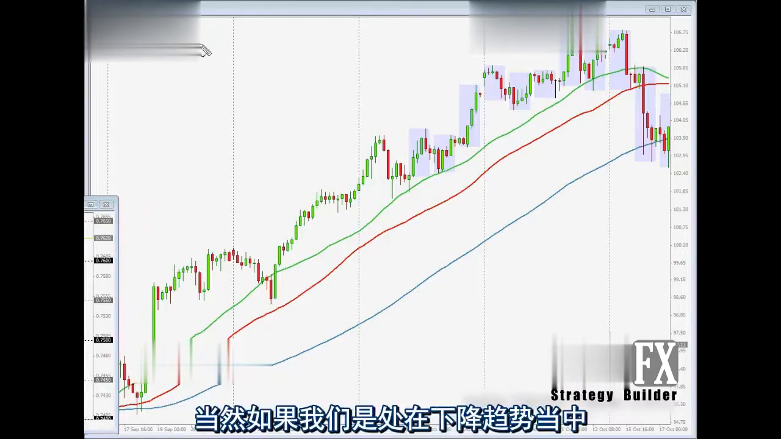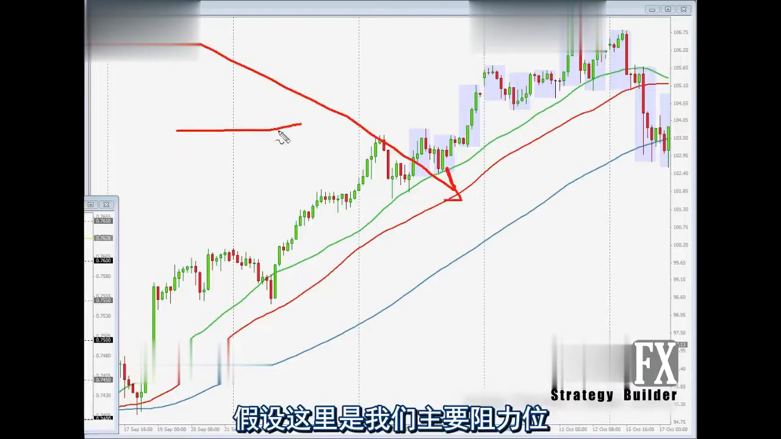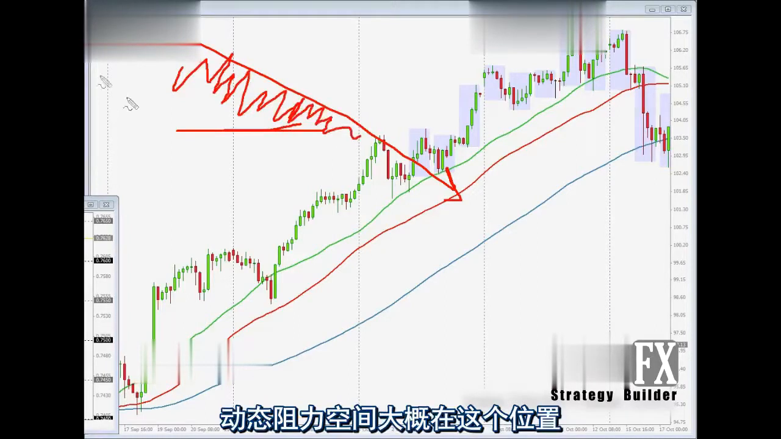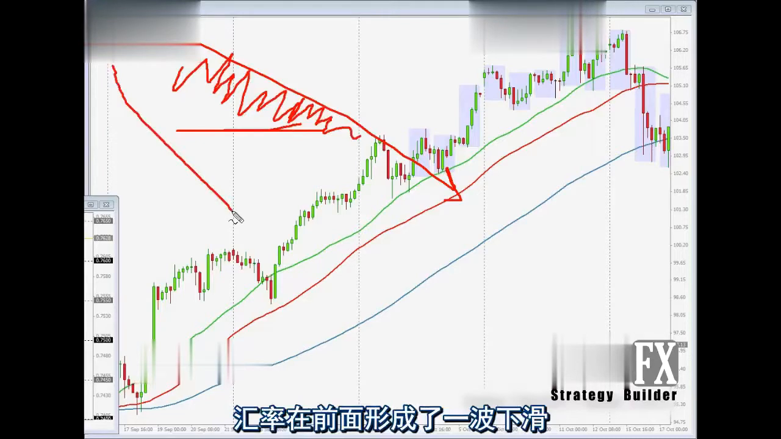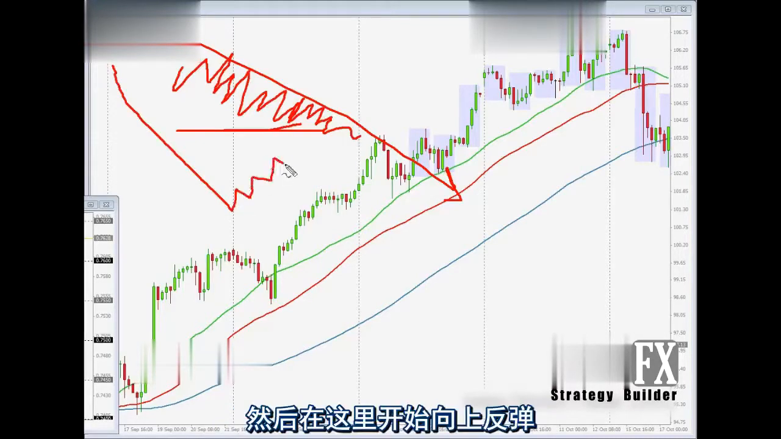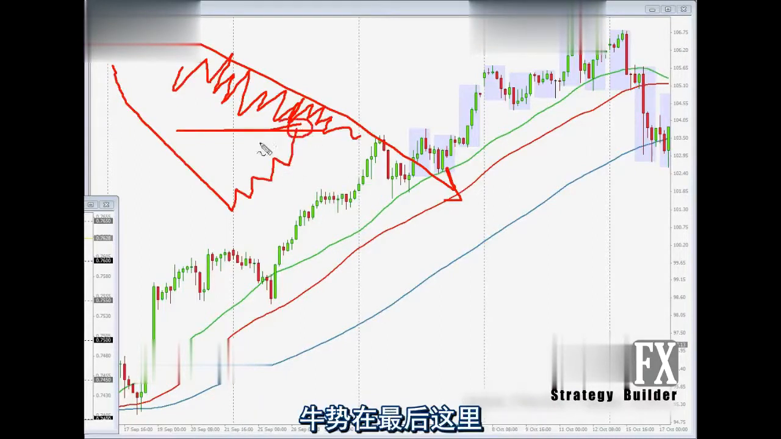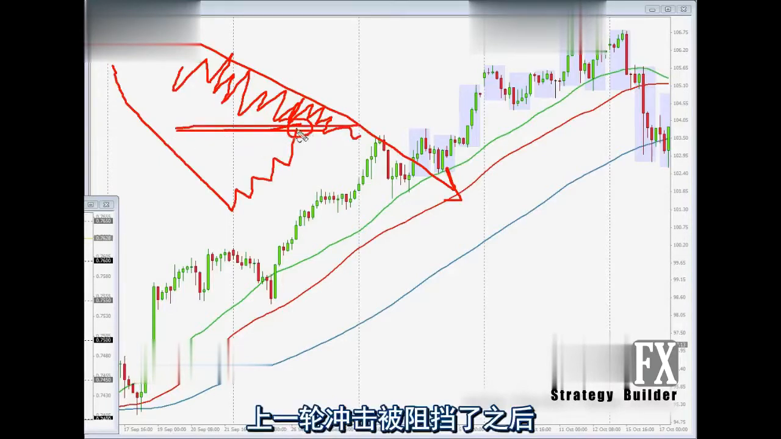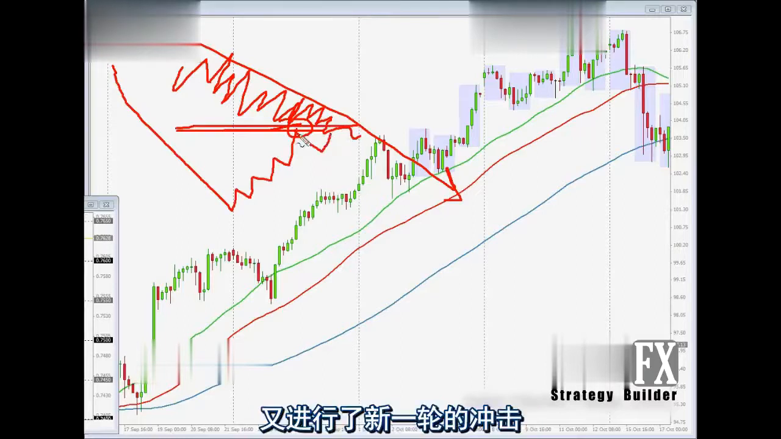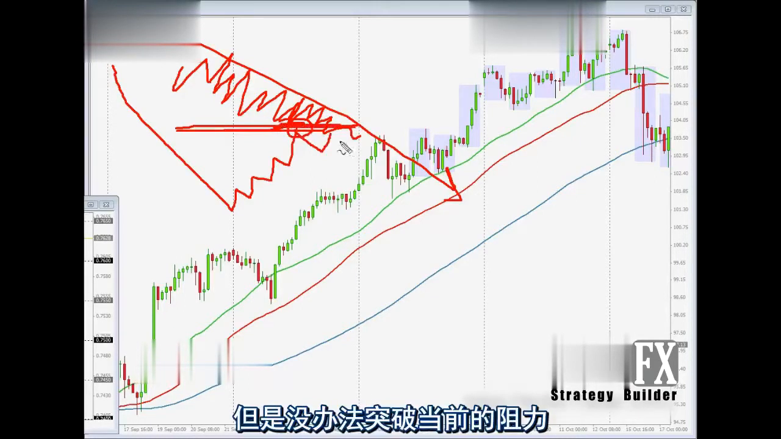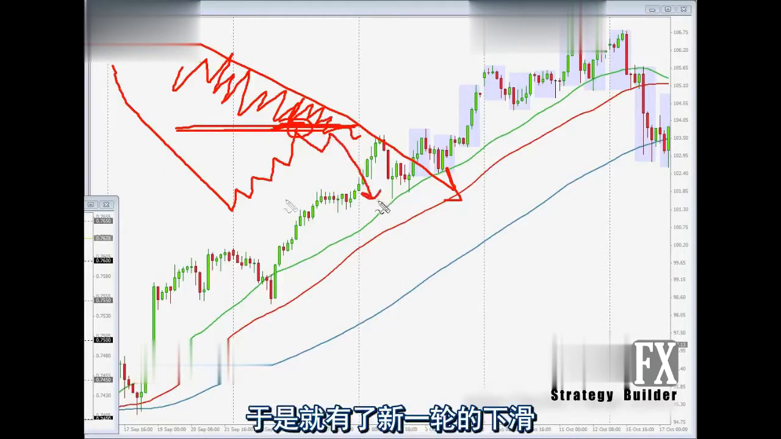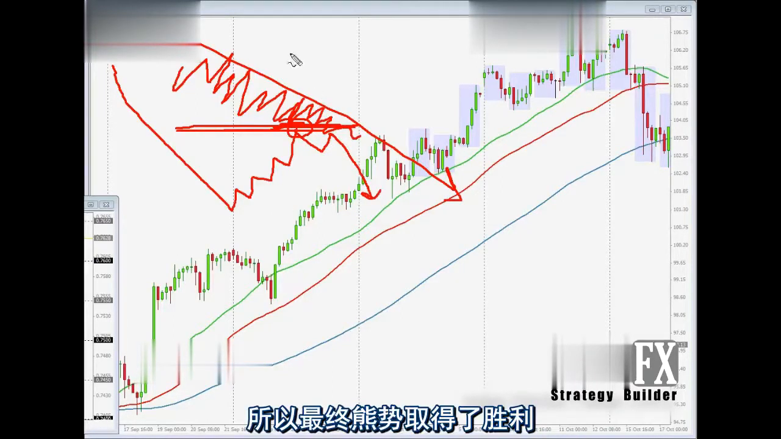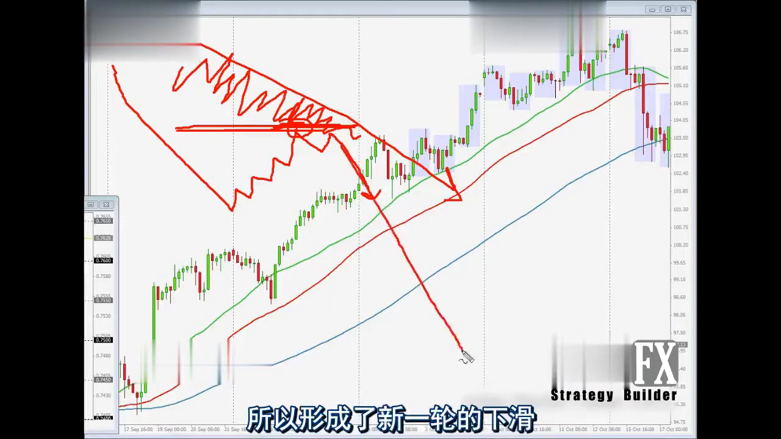Obviously, if we were in a downtrend, let's assume we have here our main level of resistance, the dynamic area of resistance coming around there. We have a new swing, a new impulse to the downside. Price begins to retrace up to that level of resistance. The bulls have one last attack, topping out. They bang onto that level and get rejected off that level. They try once again, but they cannot quite outtake the previous thrust, and from there, bang, they basically give way. The bears in this case win the battle, and a whole new impulse is created.